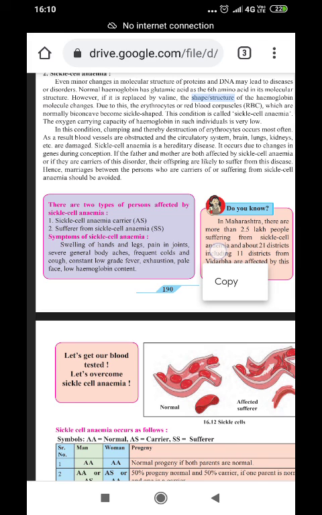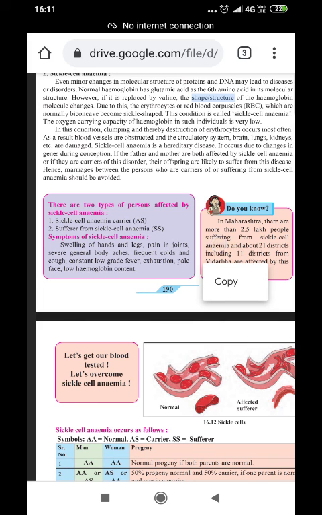Hereditary disease means it is transferred from one generation to another generation. Sickle cell means change in the shape of the RBC. It occurs due to changes in the genes during conception. Conception is when the gametes are fused together. At that time, this defect occurs.